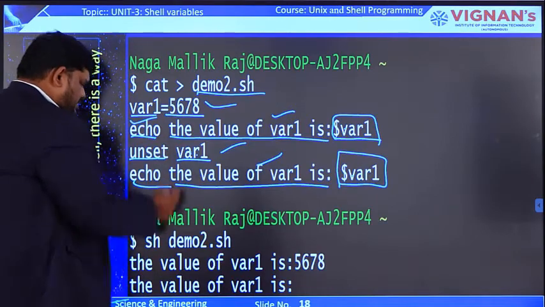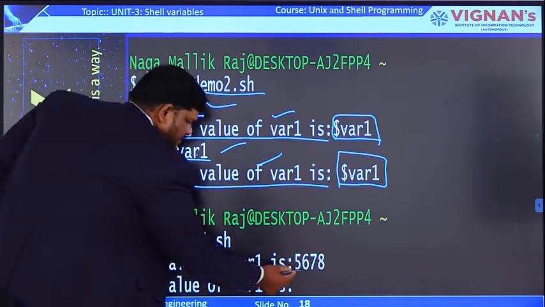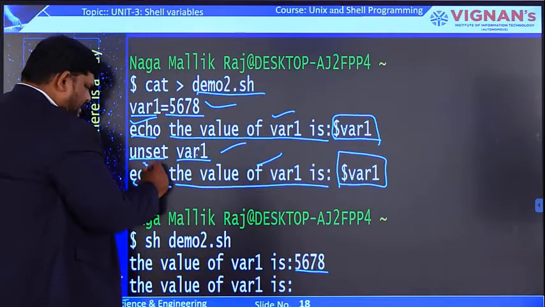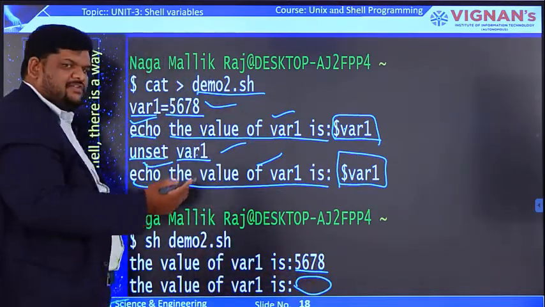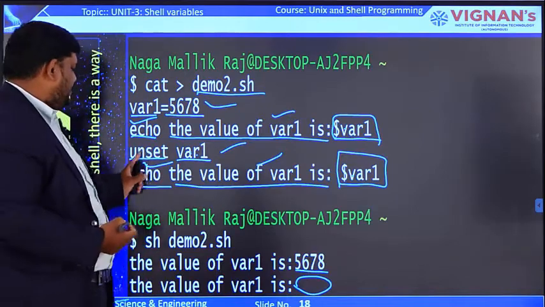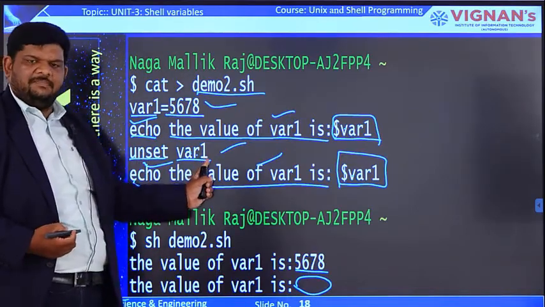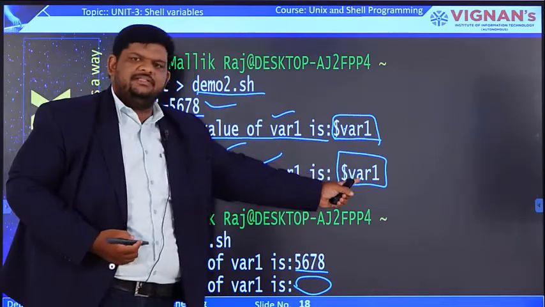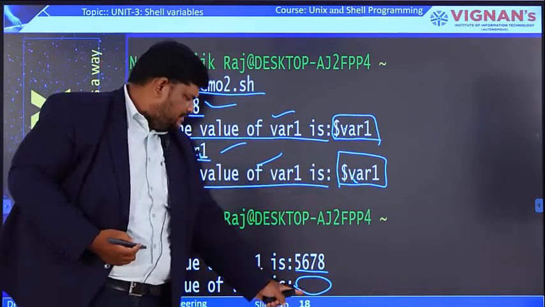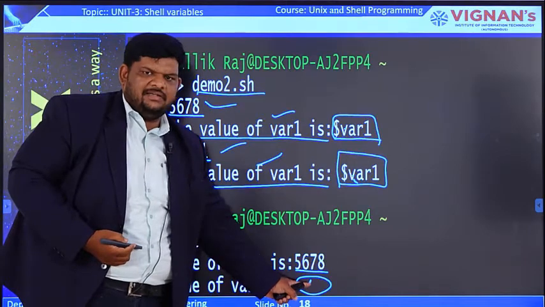For the first echo statement, the value is 5678. For the second echo statement, null is there. Why did 5678 not come? Because here we wrote unset var1. That means we already deleted this variable. That's why a null value is present in this variable. So that's why it is empty, which indicates null.